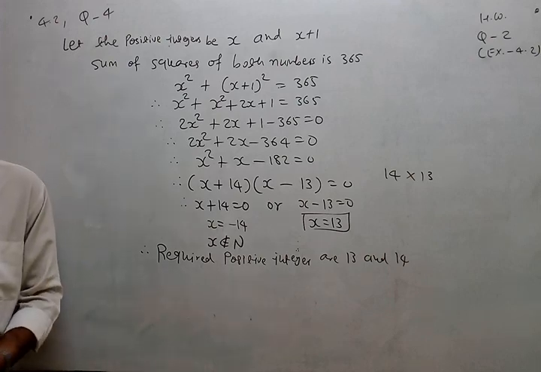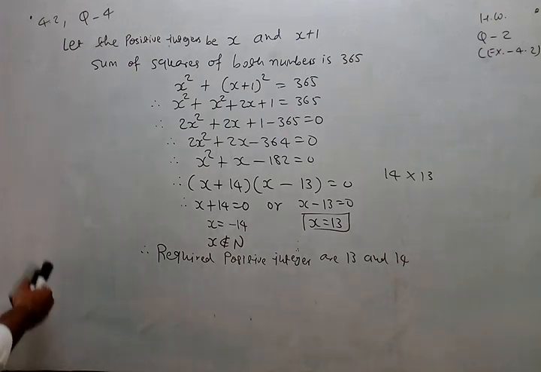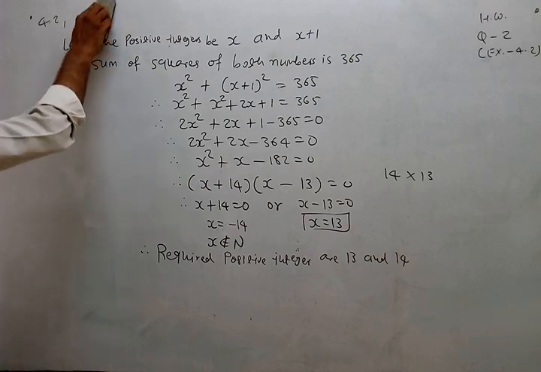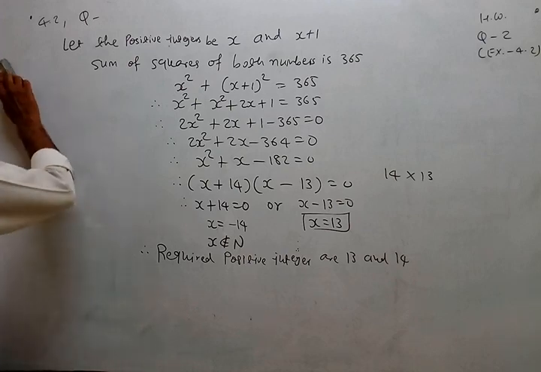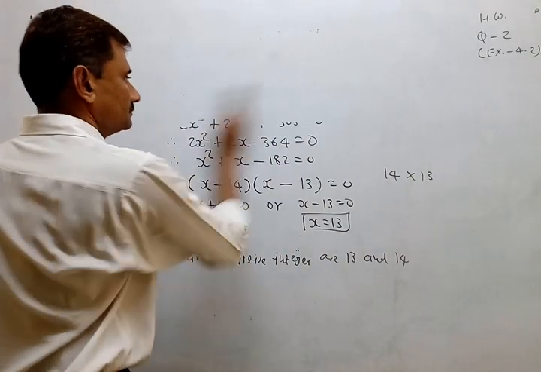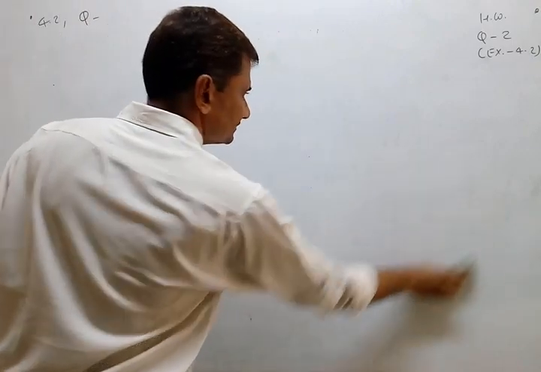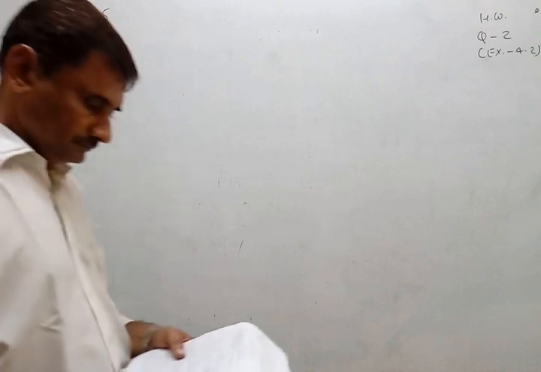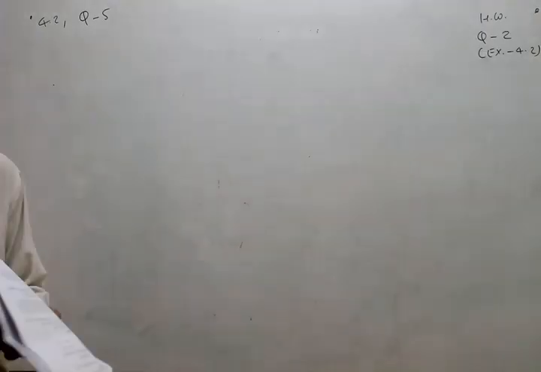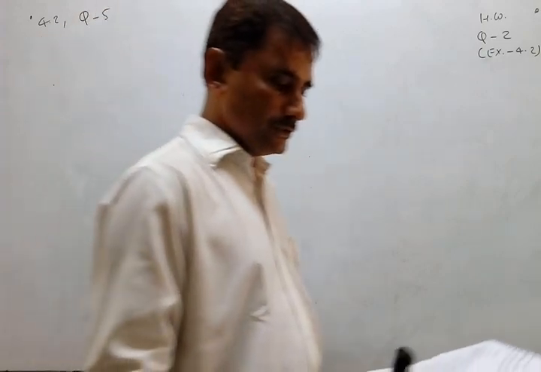Now look at number 5. The altitude of a right triangle is 7 cm less than its base. If the hypotenuse is 13, find the other two sides.